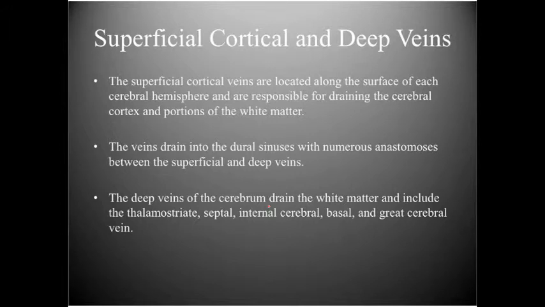Okay, so superficial, cortical, and deep veins. The superficial cortical veins are located along the surface of each cerebral hemisphere and are responsible for draining the cerebral cortex and portions of the white matter. The veins drain into the dural sinuses with numerous anastomoses between the superficial and deep veins. The deep veins of the cerebrum drain the white matter and include the thalamostriate, the septal, internal cerebral, basal, and great cerebral vein.